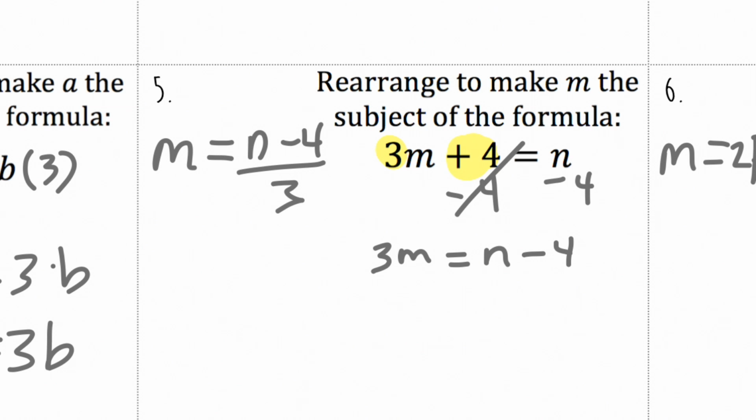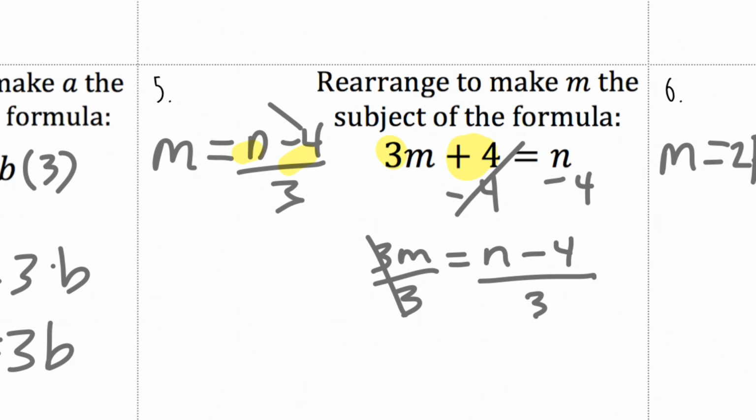And right now, M is being multiplied by 3. The opposite of multiplication is division. So I divide this by 3, but I have to divide this whole side by 3. What you do to one side, you do to the other side, the entire side. So you get M is equal to N minus 4 over 3, which is what we have here.